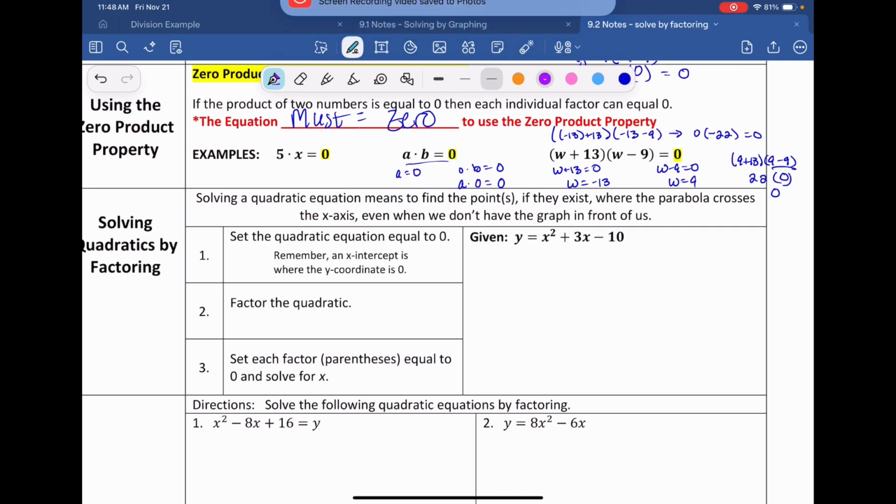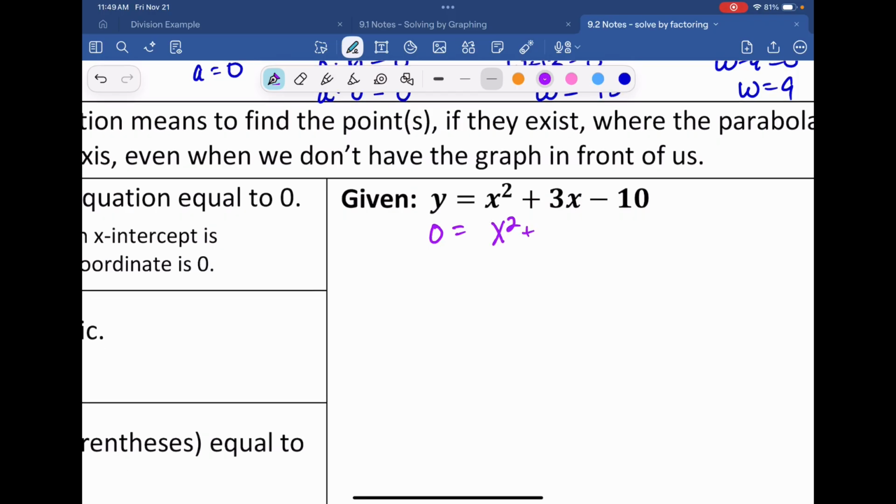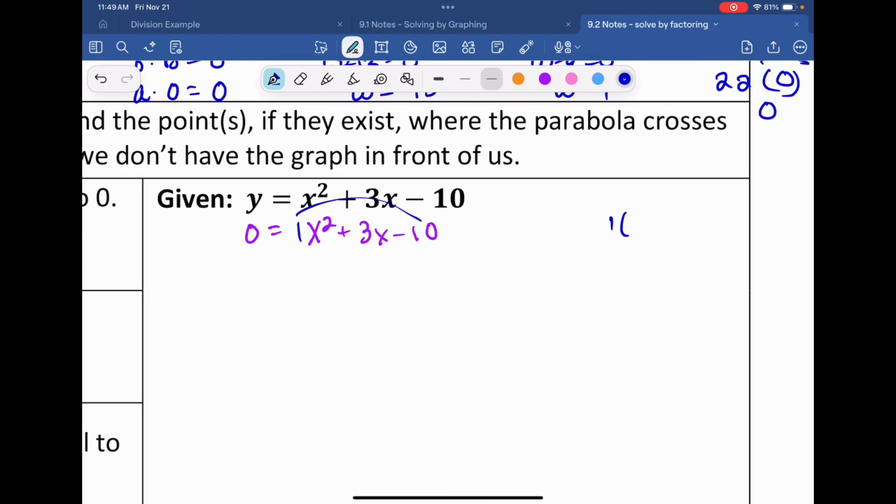All right, so these steps: set the equation equal to 0. Okay, so if you have a y equals, I'm just changing the y to a 0. That's the point. It's an x-intercept, the y is a 0. And then I'm going to factor. 1 times negative 10. Factor pairs of negative 10. So they have to multiply to negative 10, but they have to add to 3. Okay, positive b, negative c.